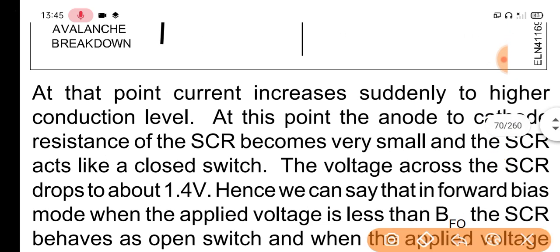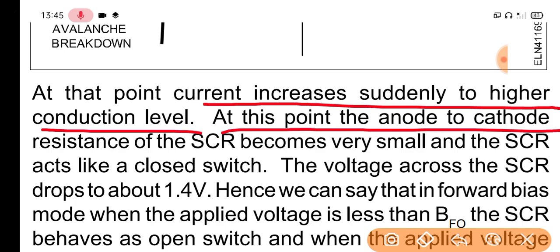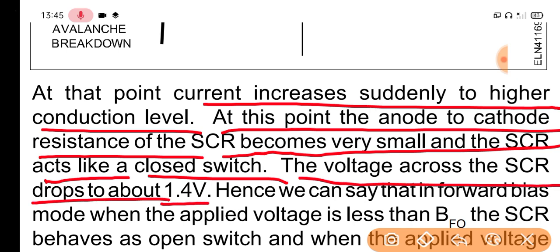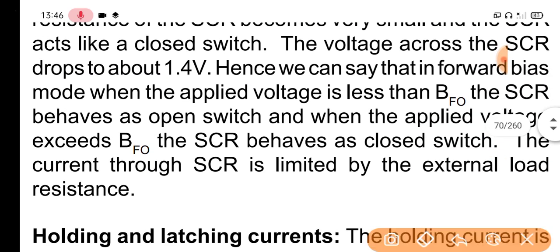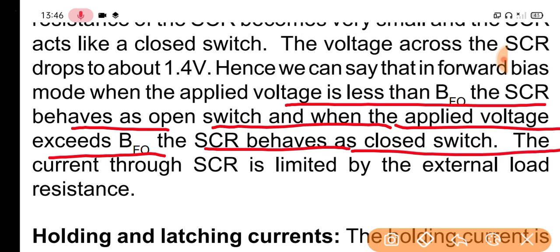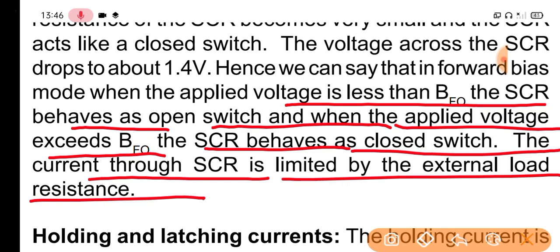At that point, current increases suddenly to a higher conduction level. At that point the anode to cathode resistance of the SCR becomes very small and the SCR acts like a closed switch. The voltage across the SCR drops to about 1.2 volts. Hence, we can say that in the forward bias mode, when the applied voltage is less than VBO, the SCR behaves as an open switch, and when the applied voltage exceeds VBO, the SCR behaves as a closed switch. The current through the SCR is limited by the external load resistance.